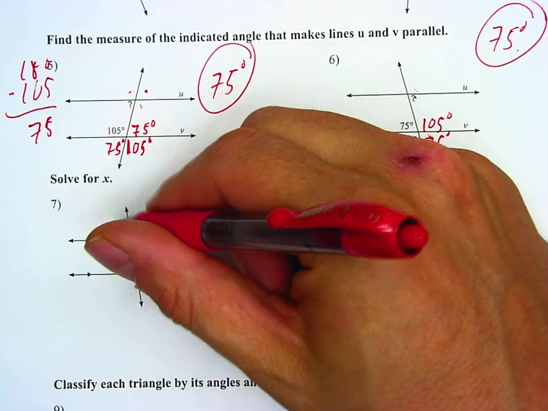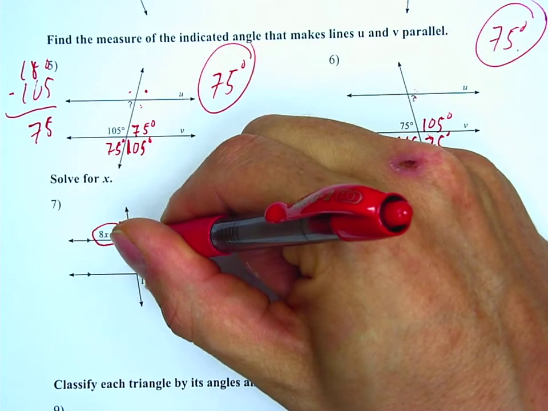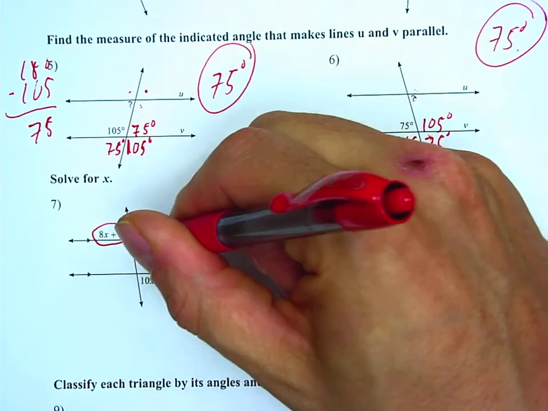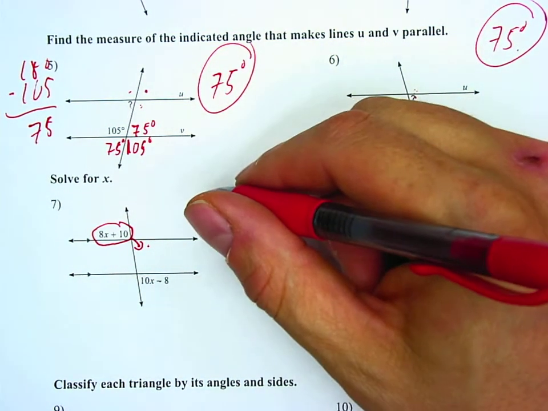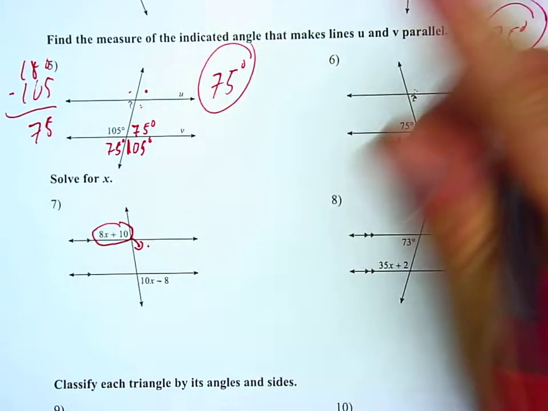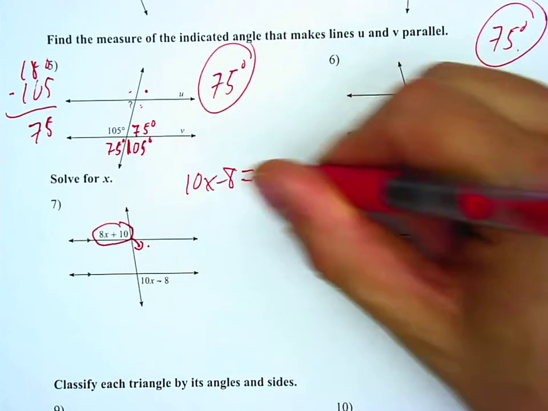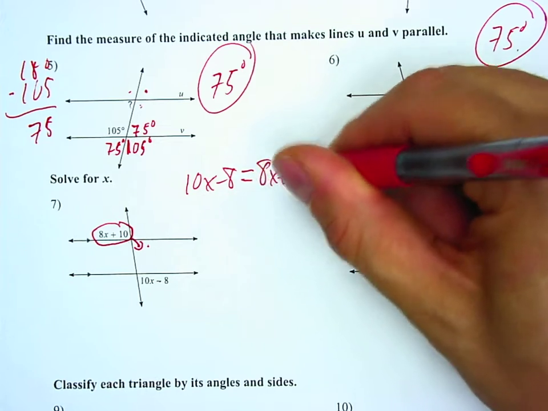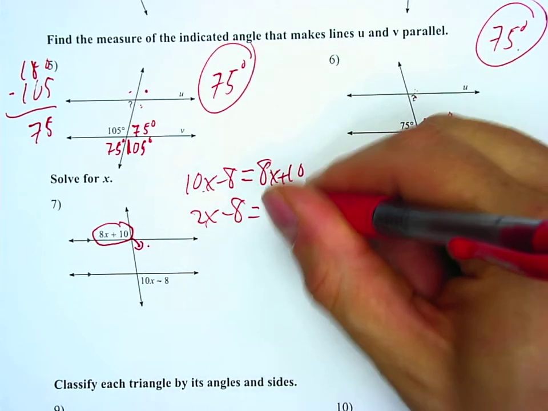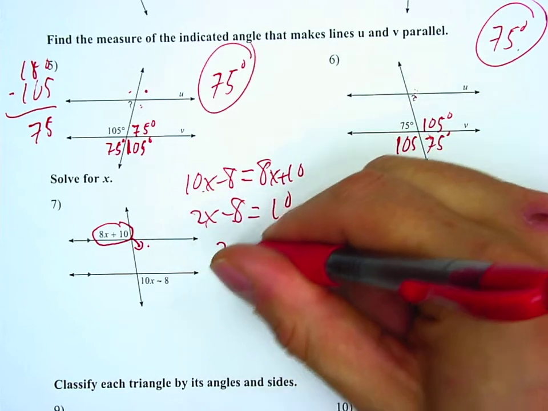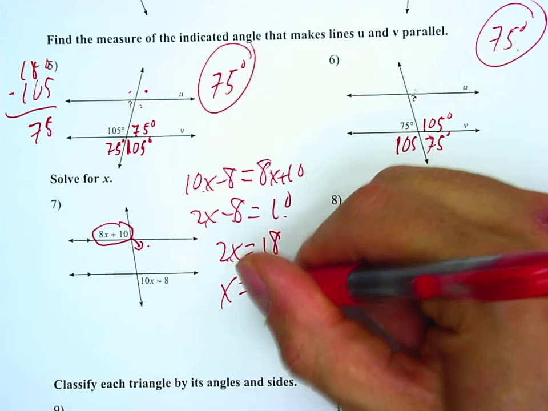All right, for this one, these are alternate exterior, or I can think of it as this angle can be transferred here, and then it's in the same spot as that angle underneath. So when they're in the same spot, they are corresponding, or they're congruent, as we discussed up above. So I'm going to set 10x minus 8 equal in value to 8x plus 10. I'll take 8x from 10x to make 2x. I'll add 8 to 10 to make 18. Then I'll divide 18 in half to get 9. The value of x is 9.